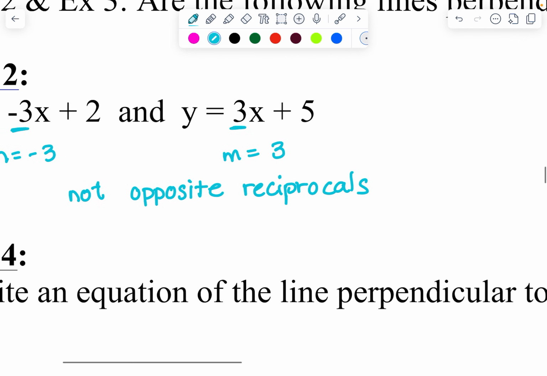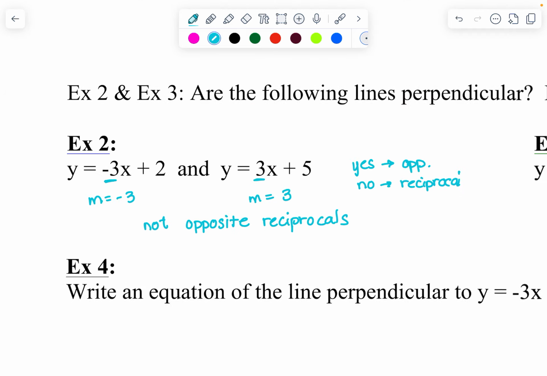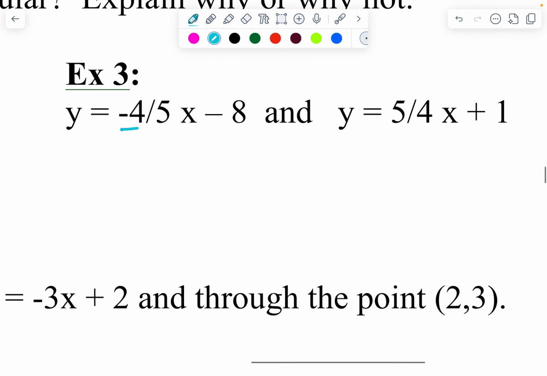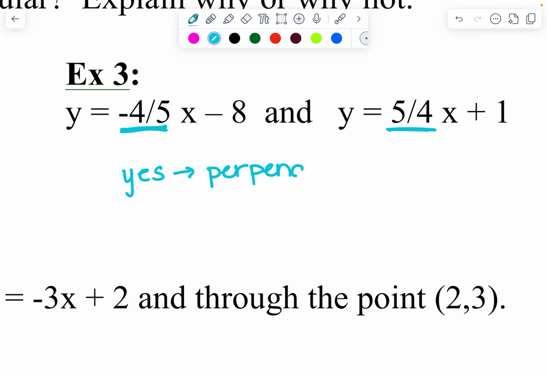So while they are opposite, yes, opposite, no to reciprocal. So they are not opposite reciprocals. They're just opposite. In example 3, one is negative, sorry, and the other is positive. And they are reciprocals. So yes, these guys are perpendicular. Because yes, they are opposite, and yes to being reciprocals.